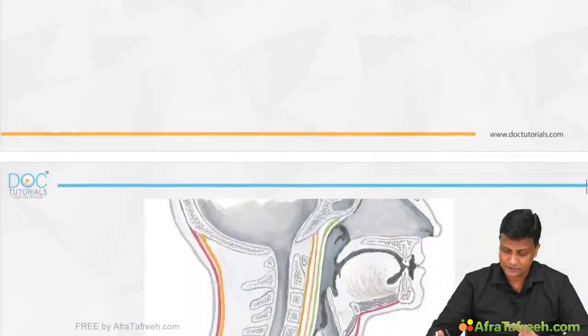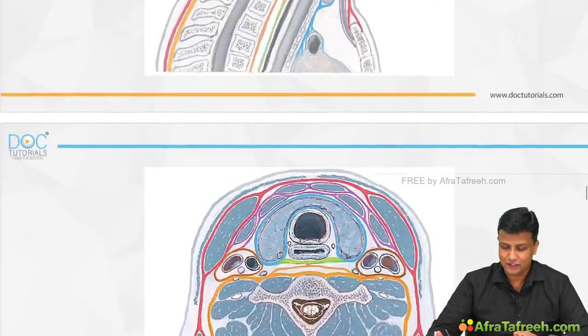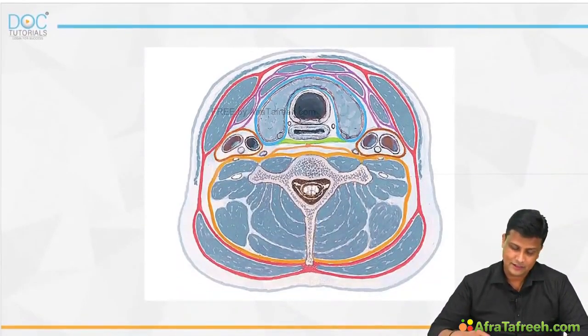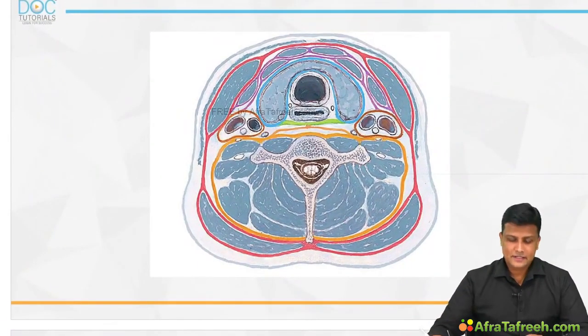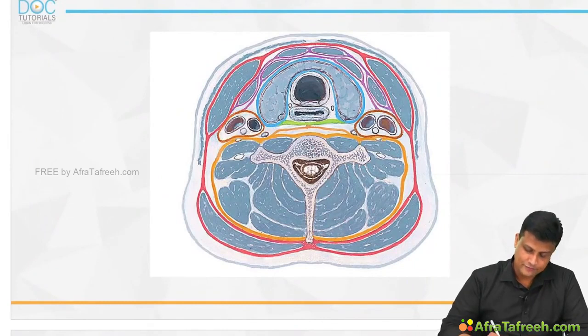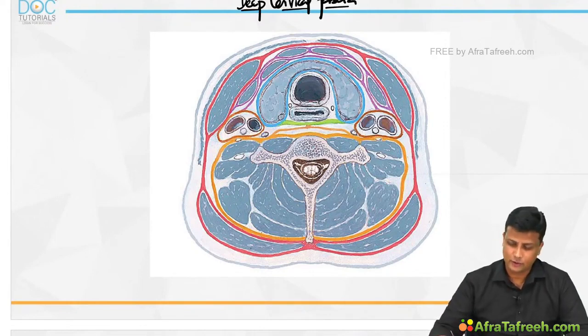Moving on to the next concept, guys. Wow, another very important concept, that is about the deep cervical fascia, and it is a hot favorite of the AIIMS examiner here, sir. So the deep cervical fascia, the fascia in the neck here. This deep cervical fascia is further modified. There are certain modifications of that one.